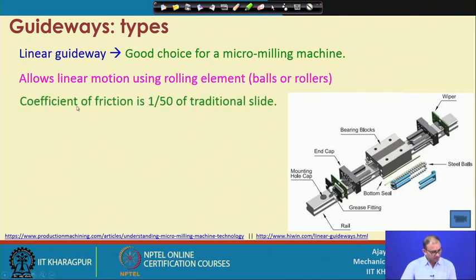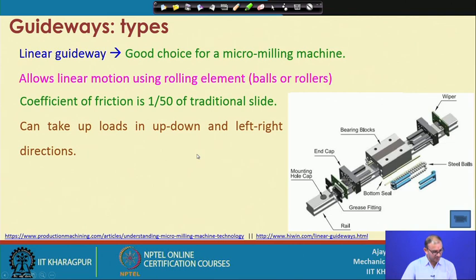Right. So, here the coefficient of friction is 1/5 of the traditional slide bearing. So, whatever I just now showed you here, that is the comparison with that. So, it is 50 times less than the coefficient of friction you are getting in the traditional part. So, that is one of the advantages, and it can take up loads in the up-down and left-right directions. So, what is important here is that suppose you are loading from here to here, or from top to bottom, everywhere it will compensate. That means there is no problem in the loading direction.